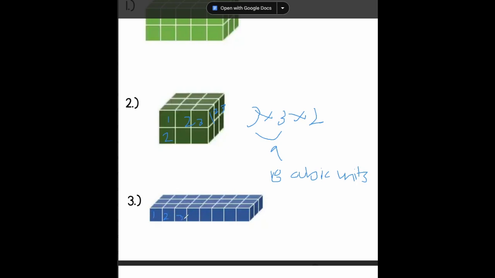There's 1, 2, 3, 4, 5, 6, 7, 8 blocks long, 3 blocks wide, and it's only 1 block tall. So it's 8 times 3 times 1, which is 24 cubic units because you're multiplying 3 numbers. Technically, because you could just multiply these two, you could argue that it should be written in square units, but because we're being shown a 3D shape and not just one side, it's cubic units.